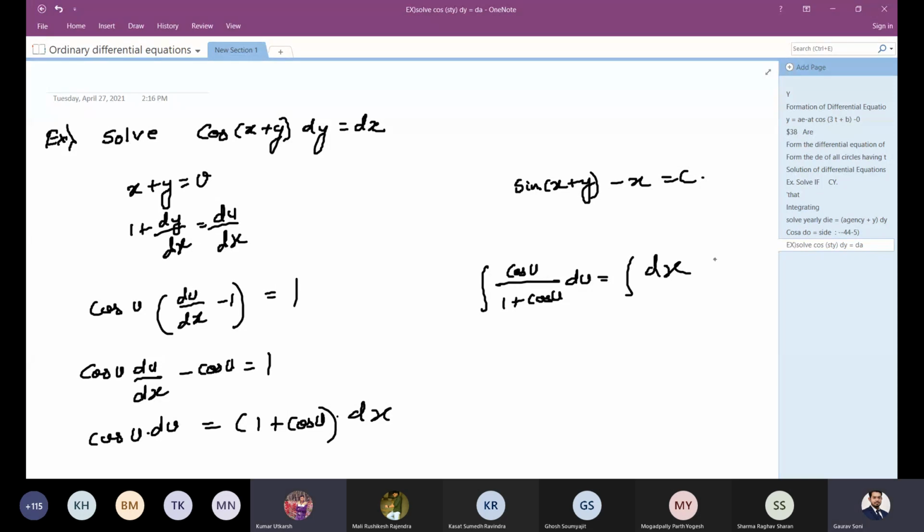Okay, so I'll just write down the final solution over here. You can try this later. So the answer is tan of (x plus y) by q is equal to y plus c.